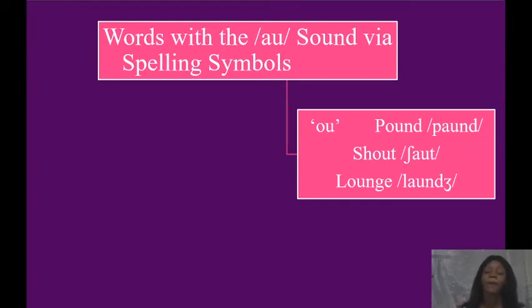We have the word pound. You know, when you pound something, that's what we mean, P-O-U-N-D. We also have the word shout. As you can see, the OU there is actually pronounced as ow. And we have the word lounge. Lounge. I still want to believe that you guys are repeating the pronunciation after me.